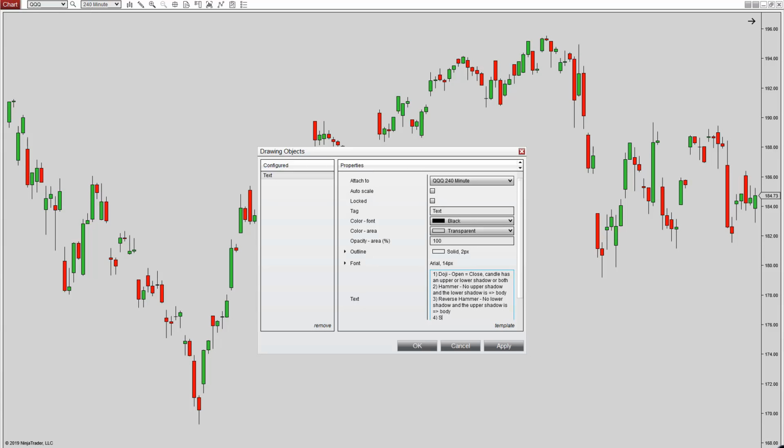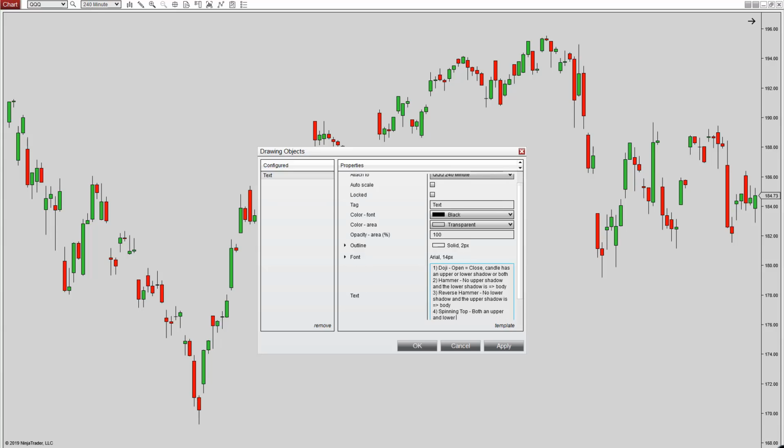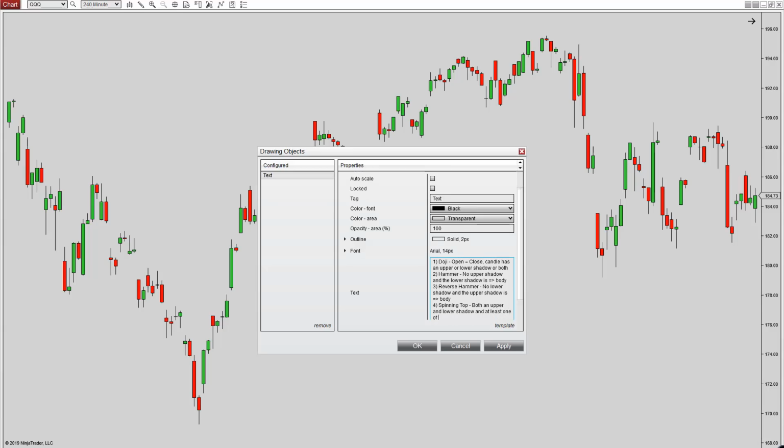And then finally, a spinning top. A spinning top will have both an upper and a lower shadow, and at least one of them is equal to or greater than the candle body. It doesn't have to be both. It can be both, but it doesn't have to be both.